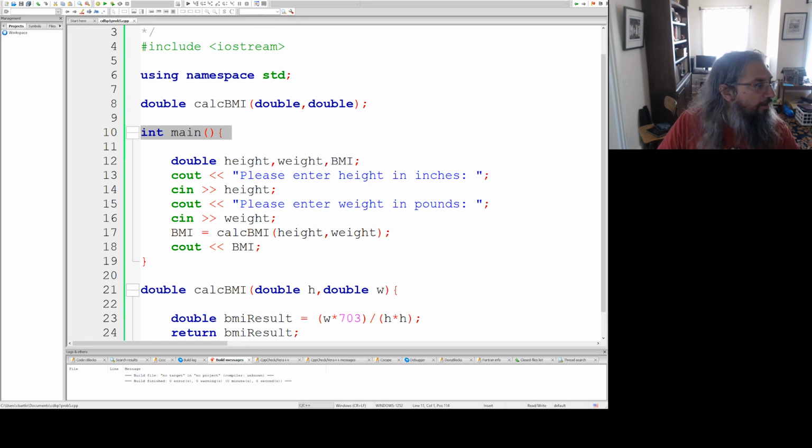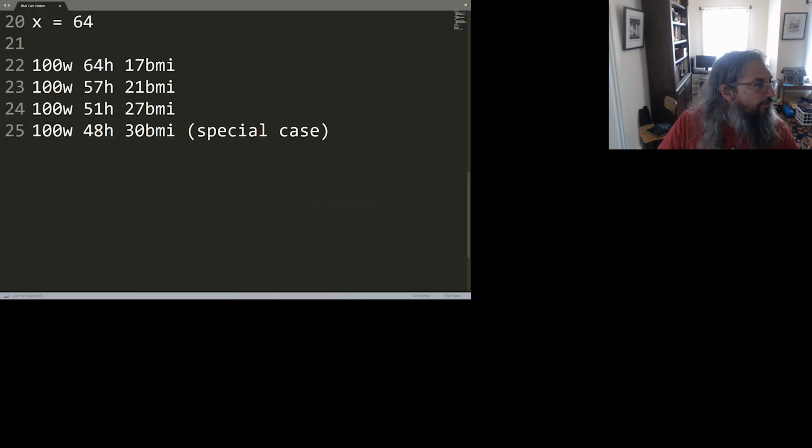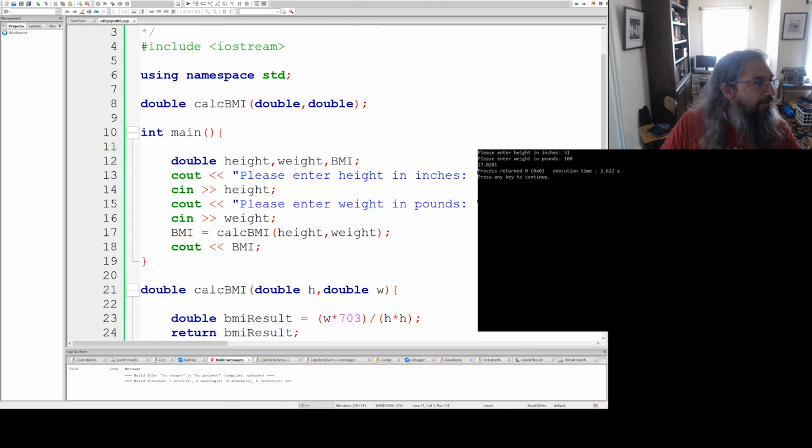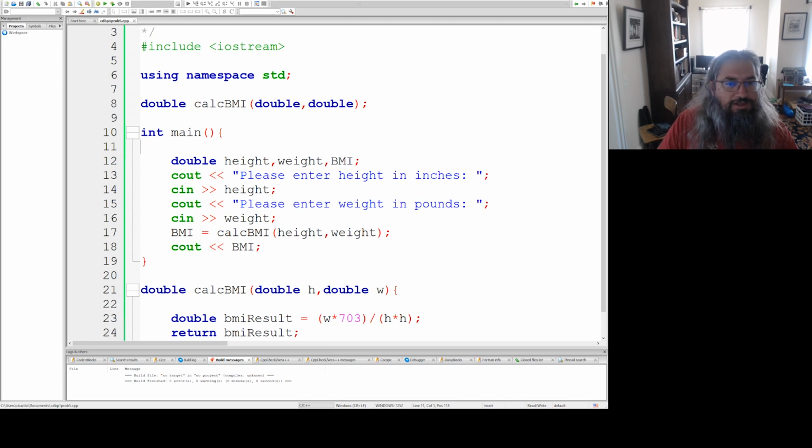Okay, and then let's do 51 and 100. Okay, 51 and 100, and I got 27. We switch it over to code blocks. You can see there it's kind of small, but it came out as 27, and I'm feeling pretty good. So now that I know that my BMI is correct, now I can go into printing out the messages.